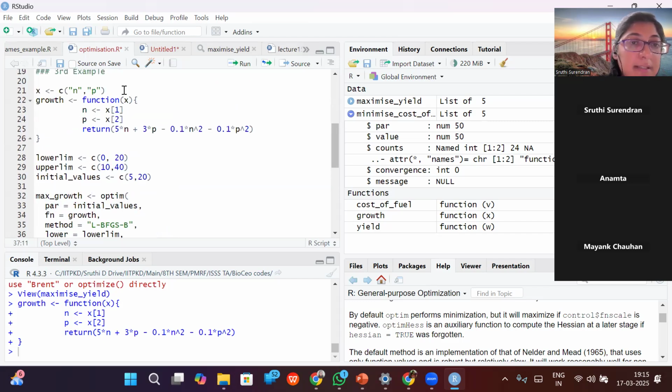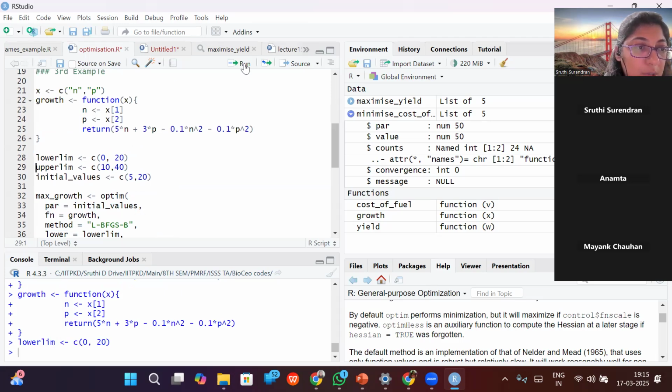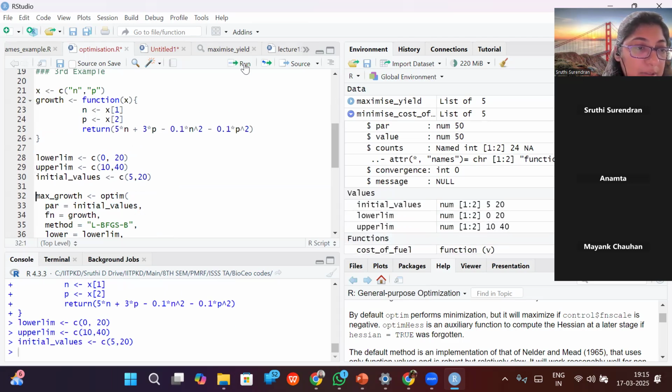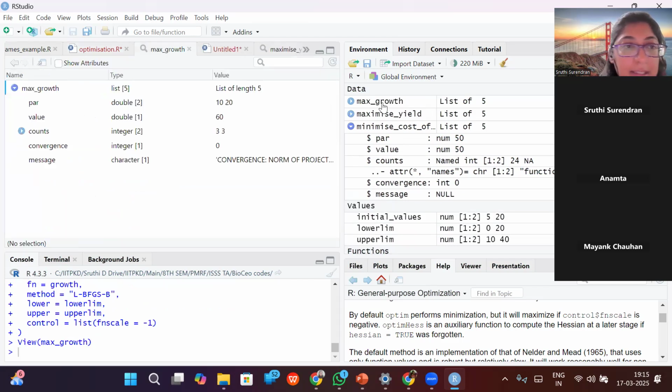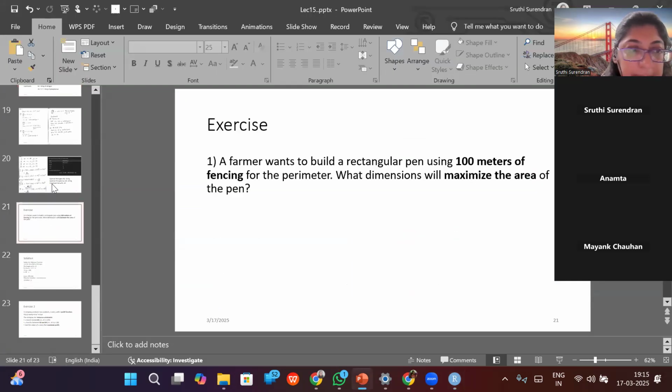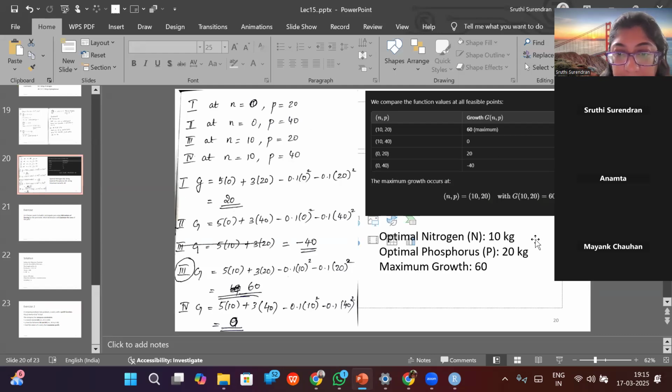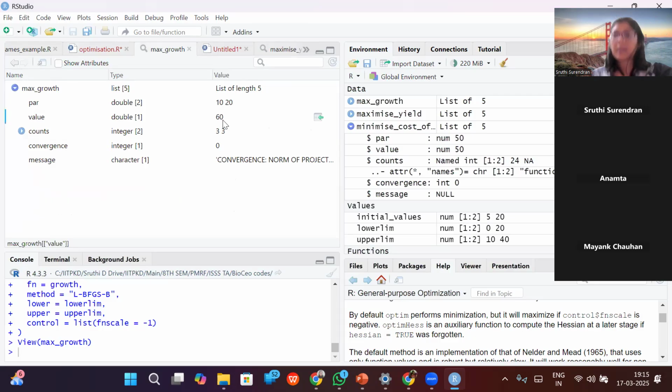So let's run this function and see. Lower limit, upper limit, initial values, the maximum growth. And if you see the parameter value is 10 and 20. If you compare it to the problem that we solved right now, we found that the nitrogen and phosphorus at 10 and 20 gives the optimum value of 60. So whatever we did manually, we verified that even the optimizer code is doing the same thing. So this is how we do an optimization in R.